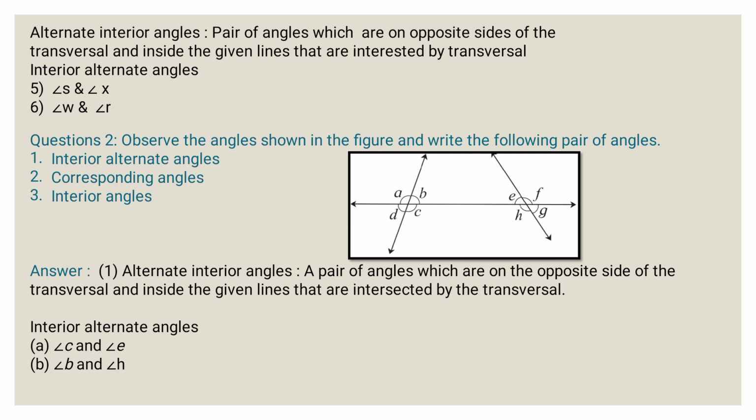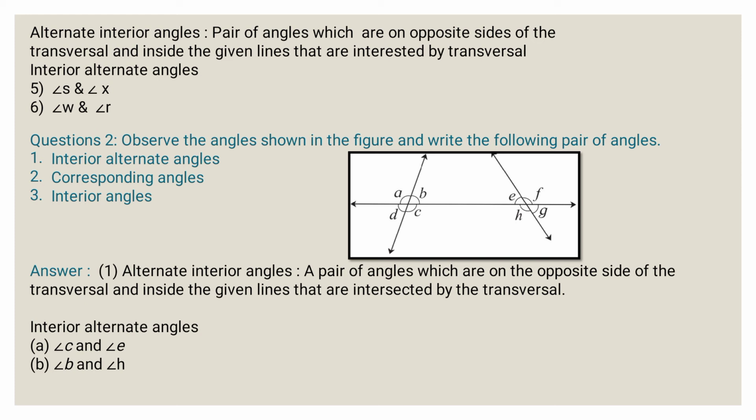Alternate interior angles. Pairs of angles which are on opposite sides of the transversal and inside the given lines that are intersected by a transversal are interior alternate angles. Fifth, angle S and angle X, and sixth is angle W and angle R.